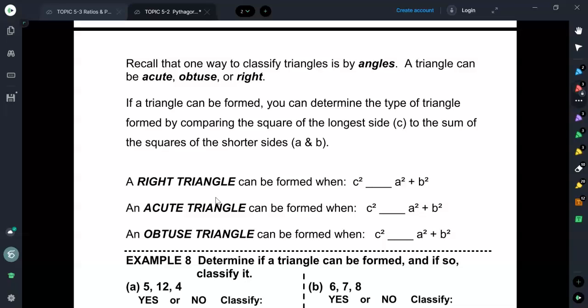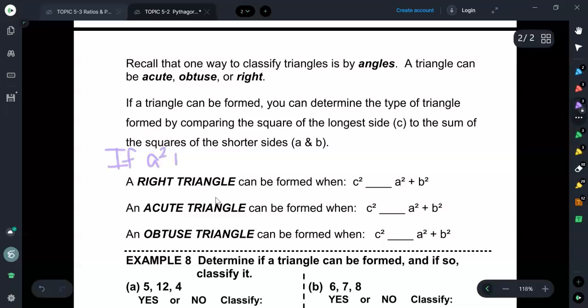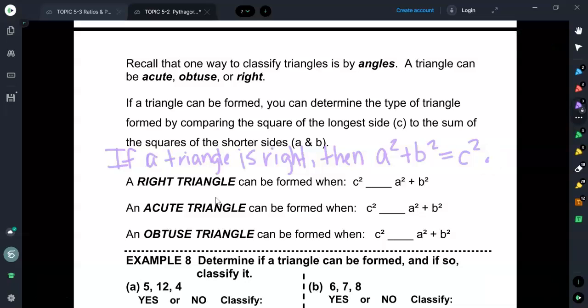So what does the Pythagorean theorem say? I'm going to go ahead and write it out for you. Sorry, I'm going the wrong way here. The Pythagorean theorem says if you have a right triangle, if a triangle is a right triangle, then a squared plus b squared equals c squared. So that's the original.